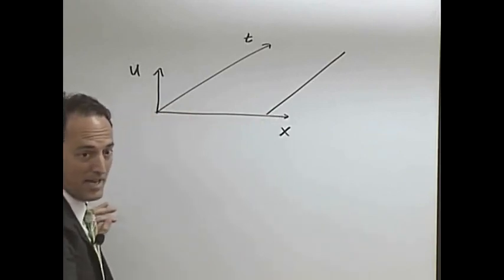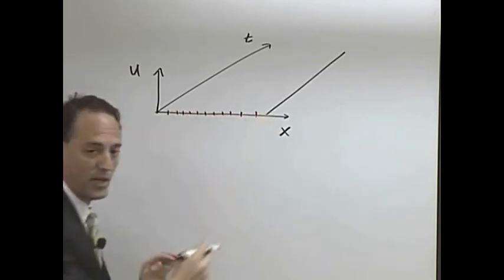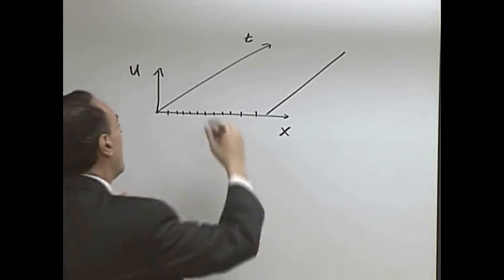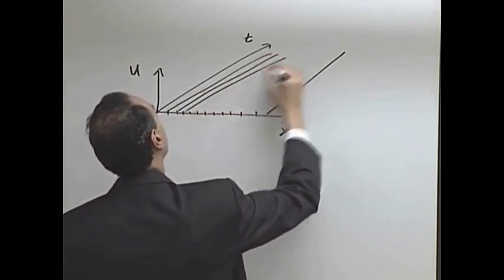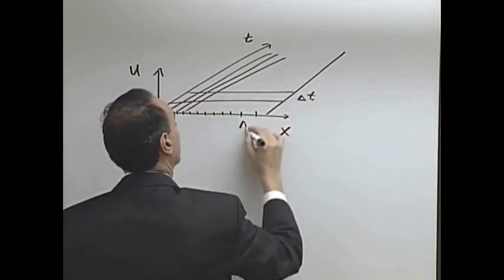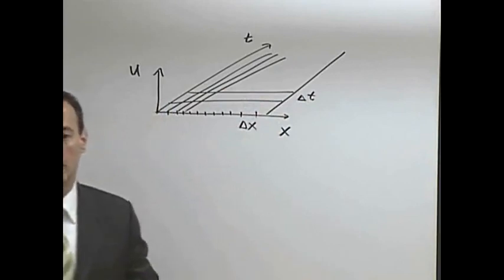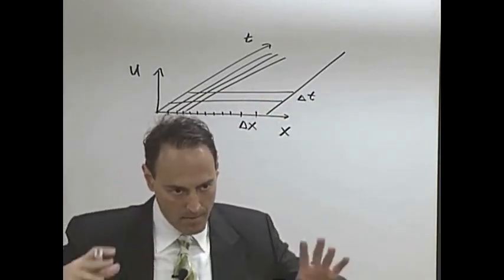Okay, so what do we do? We chop it up in space. This is what we've been doing the whole time. You chop it in space, and then you chop it in time. Here are your delta t's, here are delta x's. There you go. This is what we're going to do. We're going to discretize the problem and march it forward.